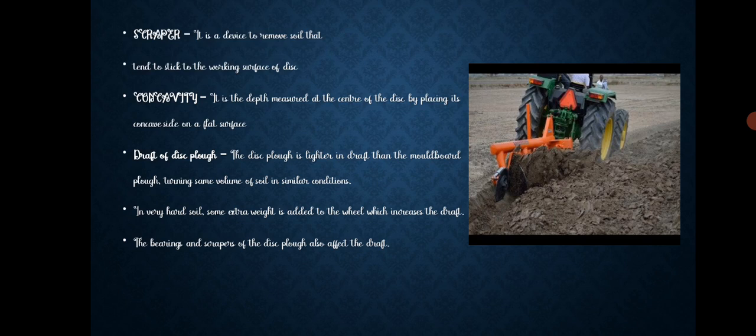Draft of the disc plough. The disc plough is lighter in draft than the moldboard plough, turning the same volume of soil in similar conditions. In very hard soil, some extra weight is added to the wheel which increases the draft. The bearing and scrubber of the disc plough also affect the draft.